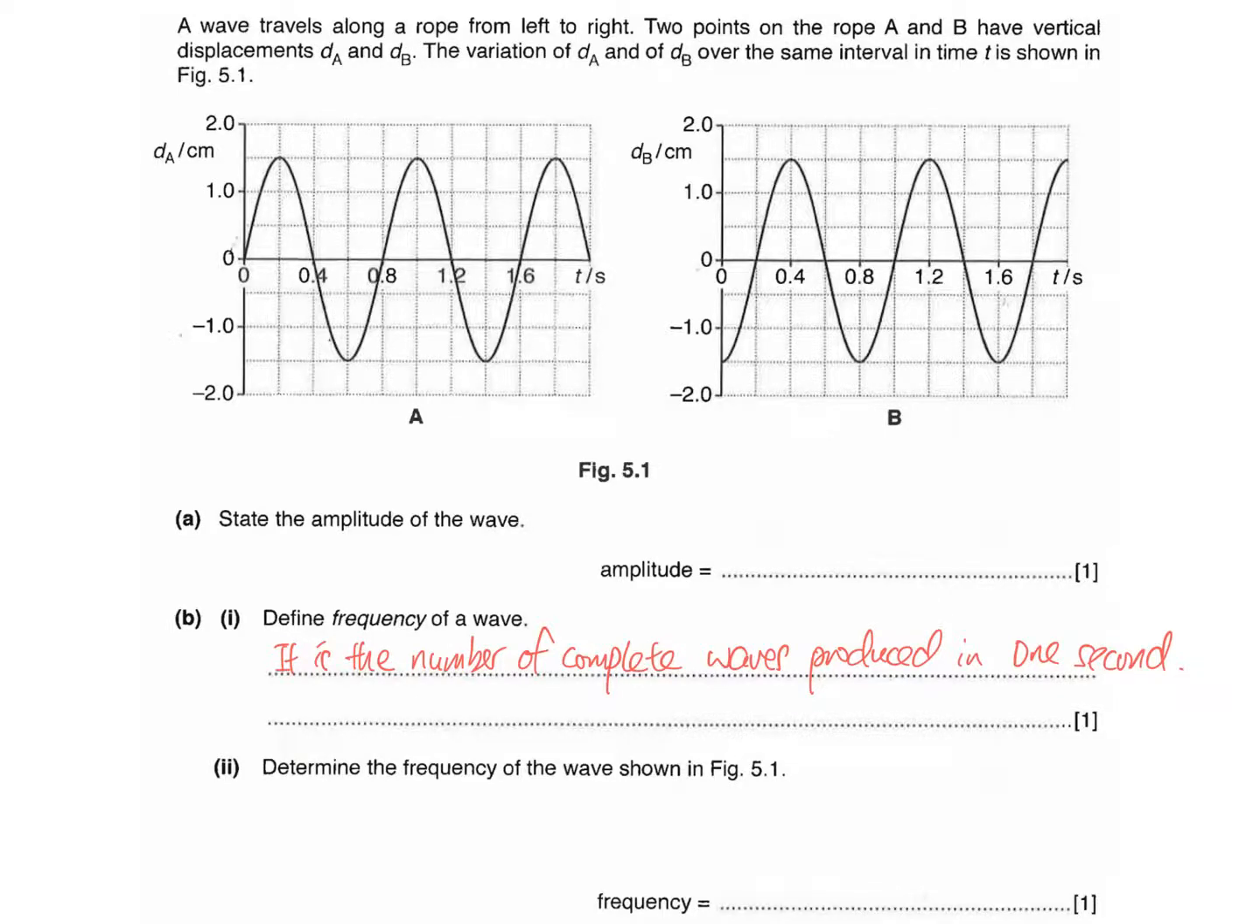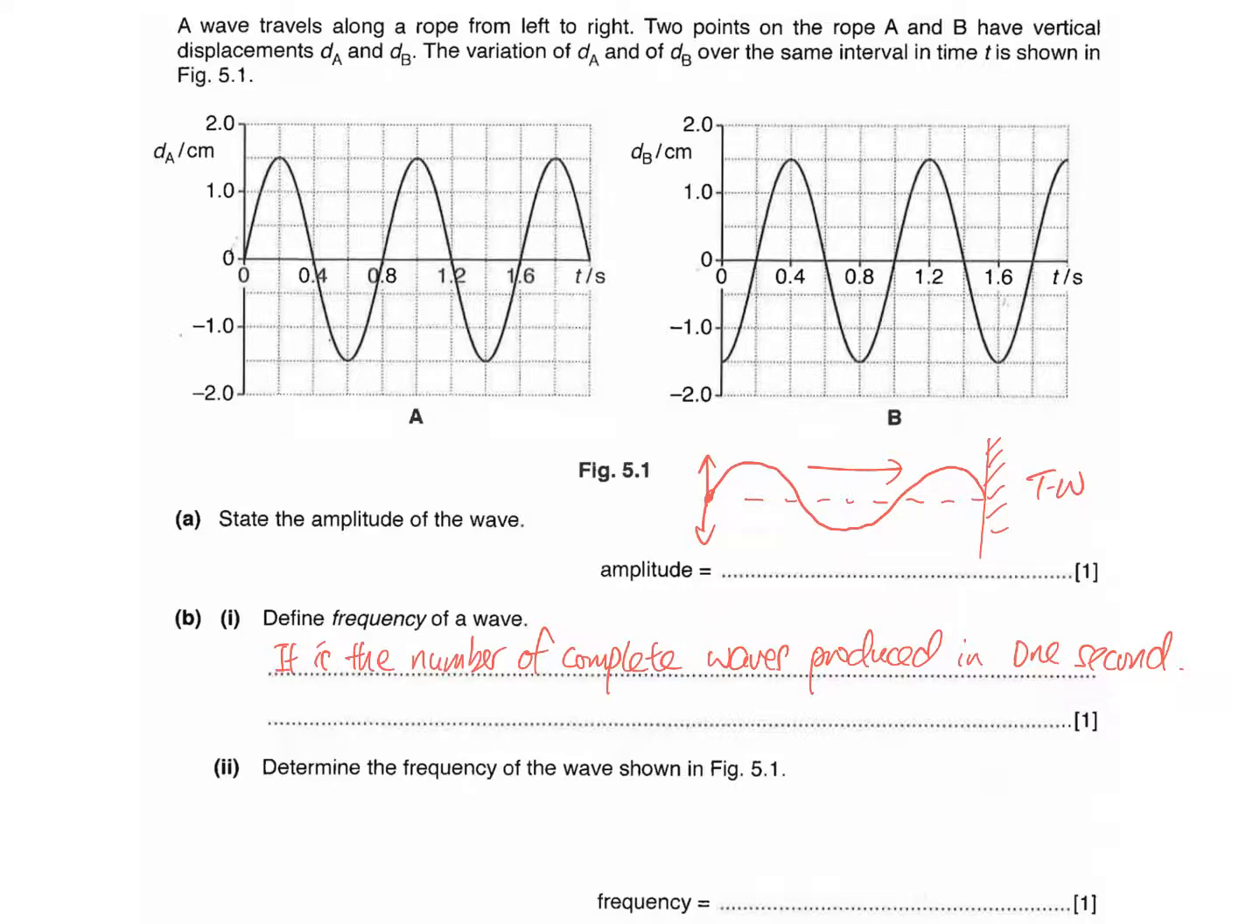In this question, you are given point A and B and they are on the same rope wave. Imagine this is the undisturbed position of the wave, this is the wall, and this is how the rope wave will look like when you move your hand vertically up and down, perpendicular to the direction of the wave. Rope wave is a kind of transverse wave.